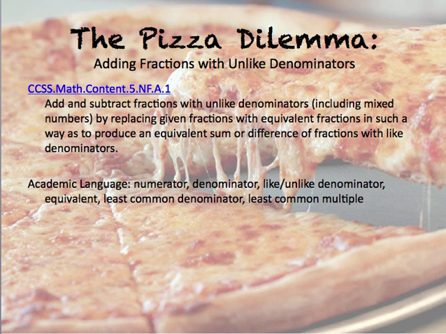This lesson is going to be about adding fractions with unlike denominators. It goes with the Common Core standard of add and subtract fractions with unlike denominators, including mixed numbers, by replacing given fractions with equivalent fractions in such a way as to produce an equivalent sum or difference of fractions with like denominators. In this lesson, we will only be adding fractions with unlike denominators.